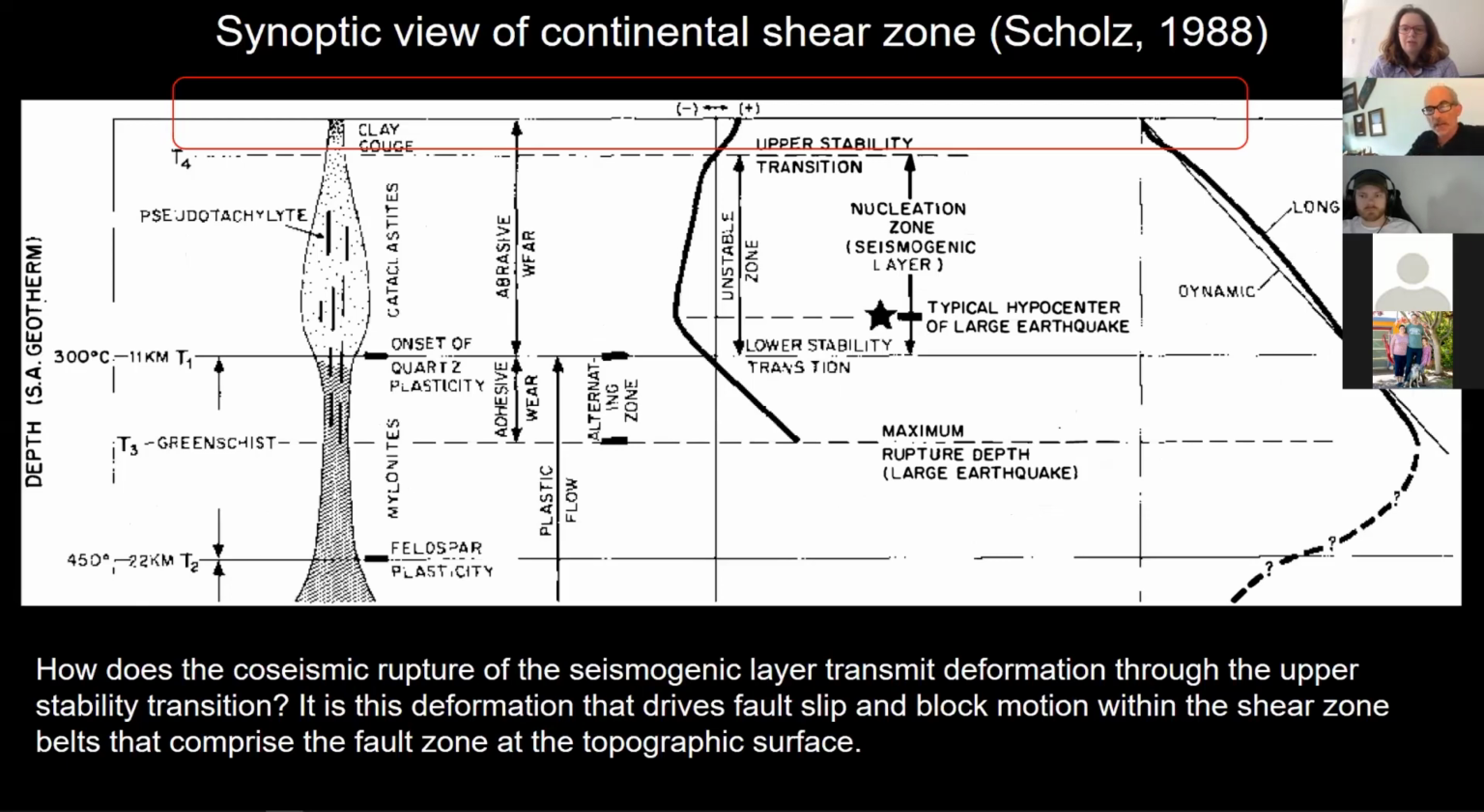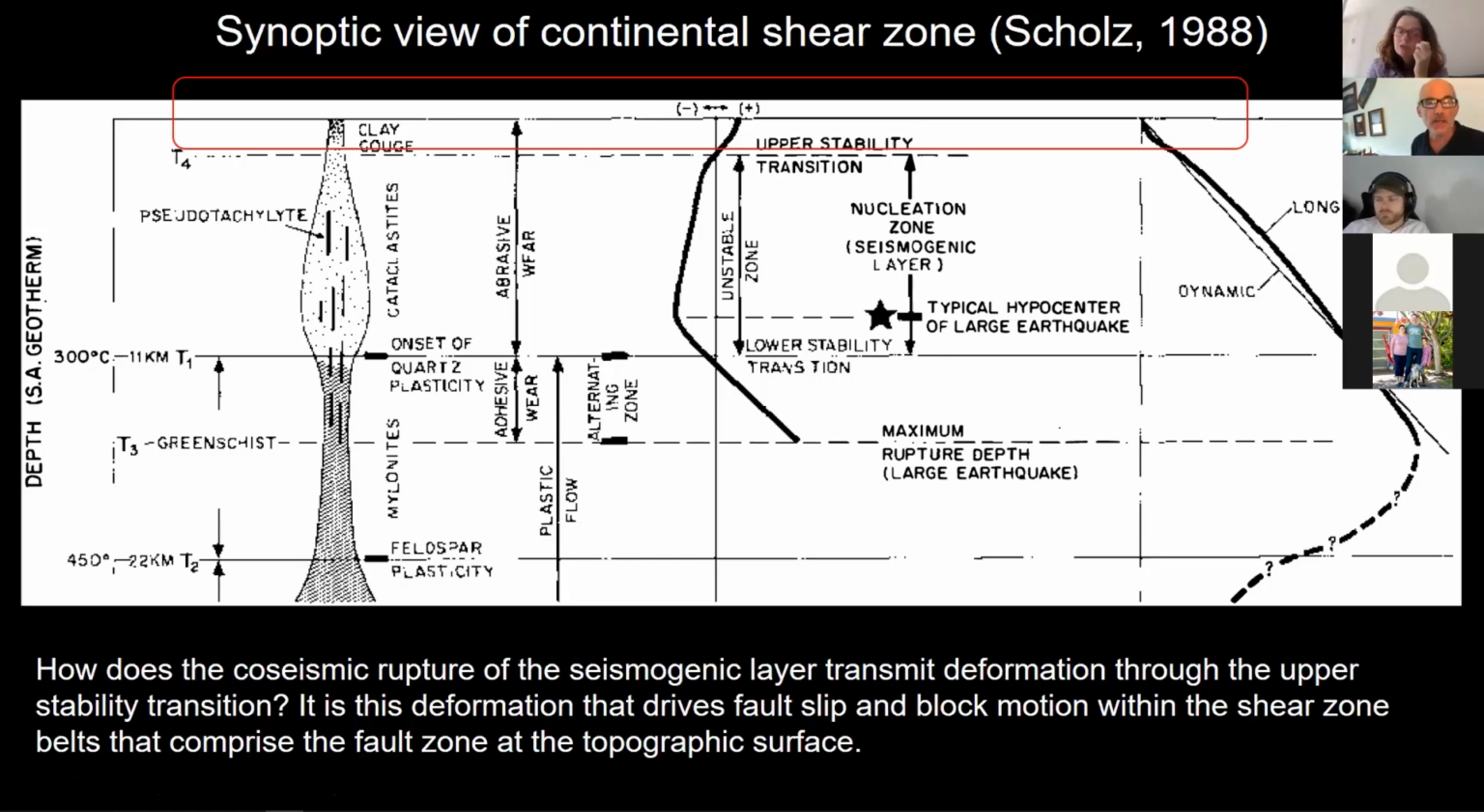So here's another classic paper. This is from Sibson, 1988, but we call it the standard model for continental shear zones. The idea is that on the left is depth, which is really measured in temperature, because that's what controls the behavior of the fault zone. Given different geotherms, that would be certain depths. A lot of times we think about about 30 to 35 degrees C per kilometer, so a critical transition is about 300 degrees C, which would be about 10 to 11 kilometers, like in California.